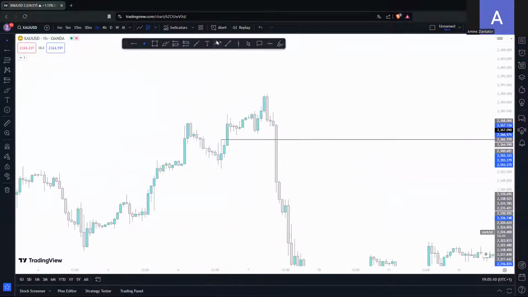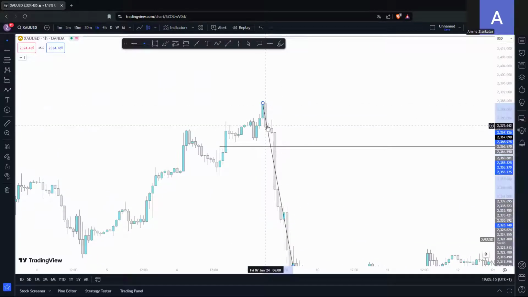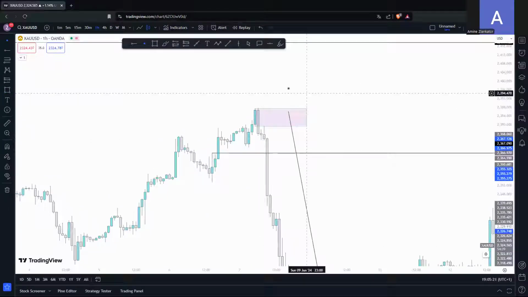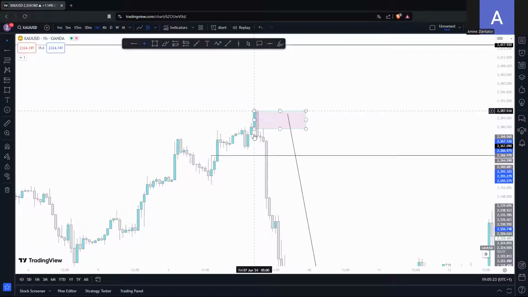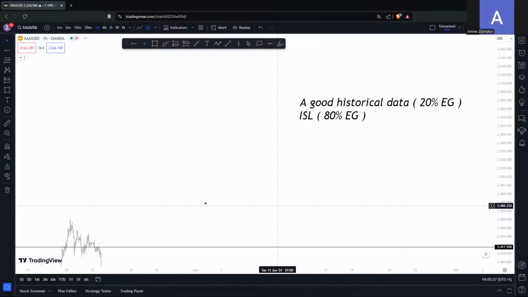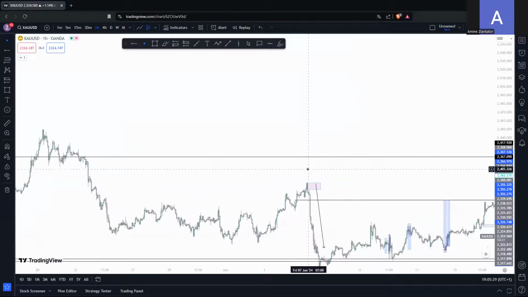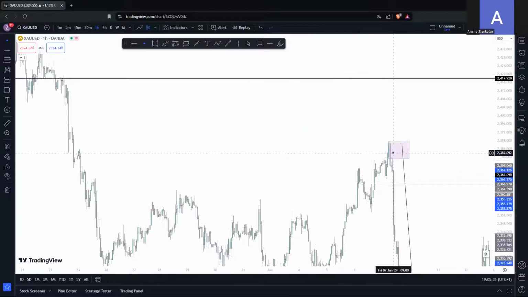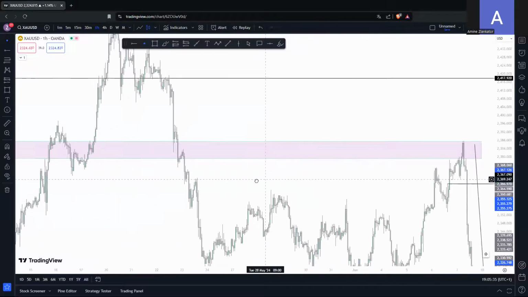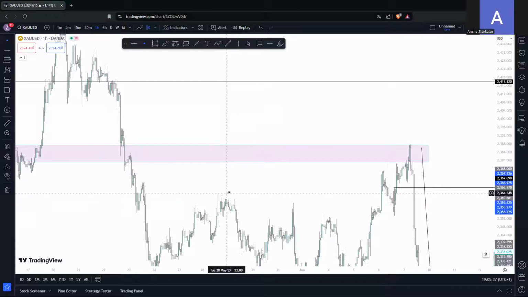So what's that? Okay, let's take a look at a normal engulf example. So as you can see here, you see this push down, right? This is the last bullish candle before it started going down. So some people would take this engulf, right? So this is not correct. Okay, this is wrong. The first thing you should look at is a good historical data. What does that mean? You're going to draw that box to the very left and you're going to check if you have at least 3 or 4 rejections.